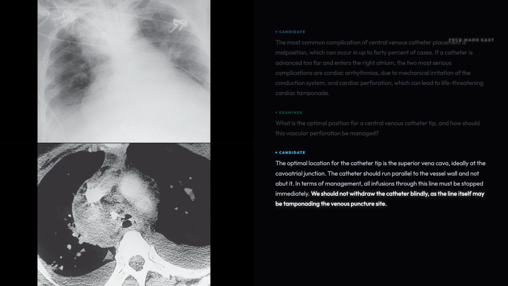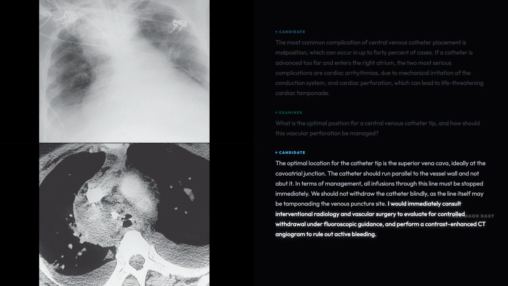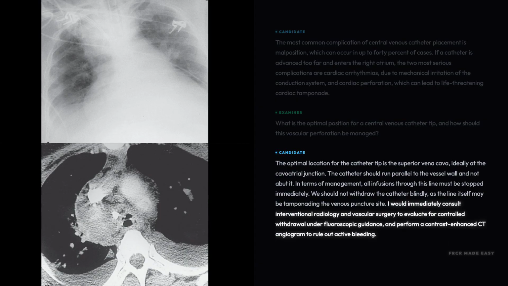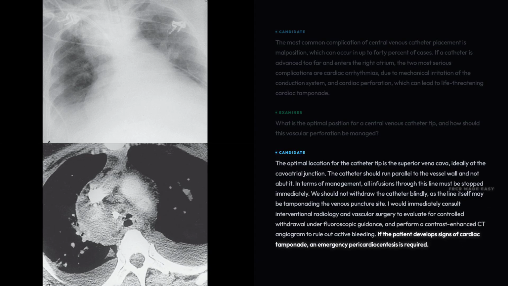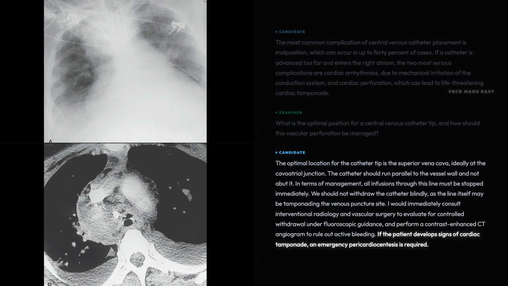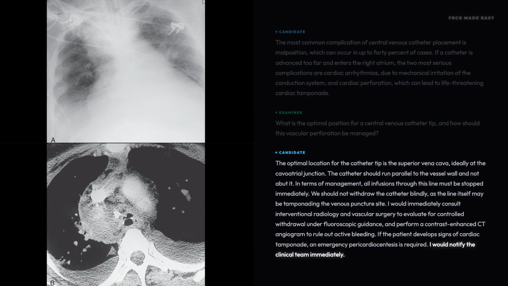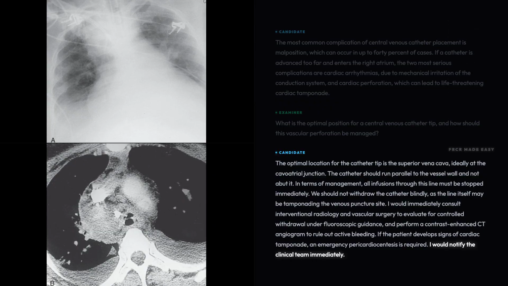I would immediately consult interventional radiology and vascular surgery to evaluate for controlled withdrawal under fluoroscopic guidance, and perform a contrast-enhanced computed tomography angiogram to rule out active bleeding. If the patient develops signs of cardiac tamponade, an emergency pericardiocentesis is required. I would notify the clinical team immediately.